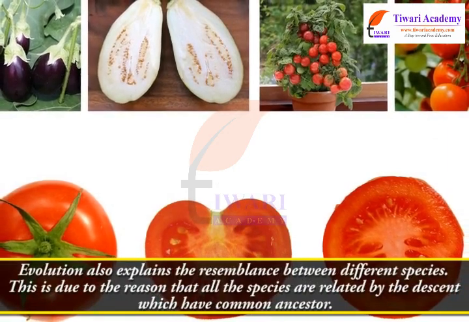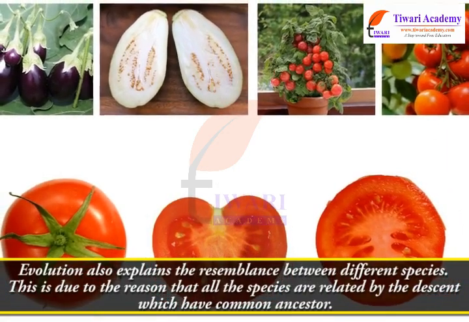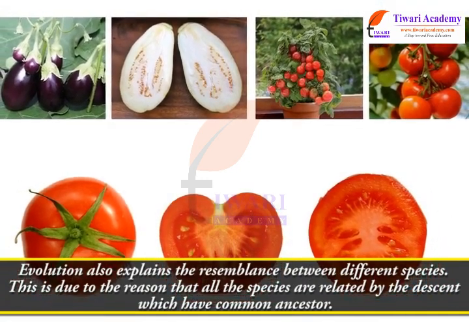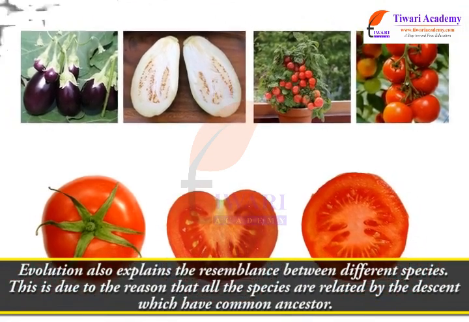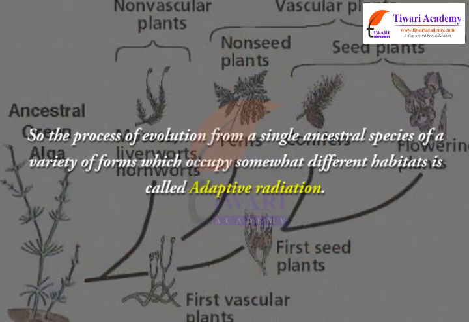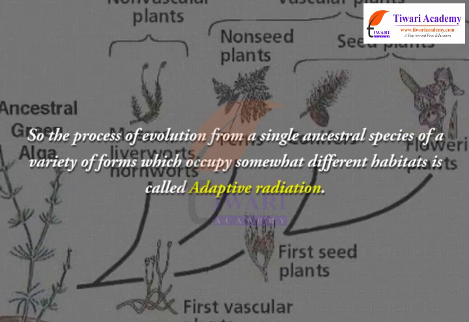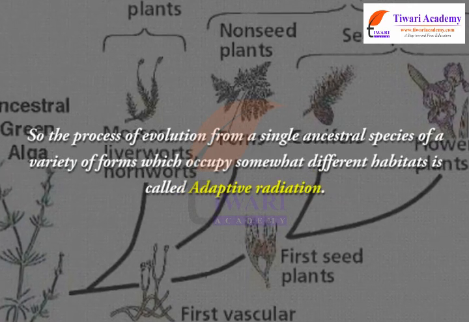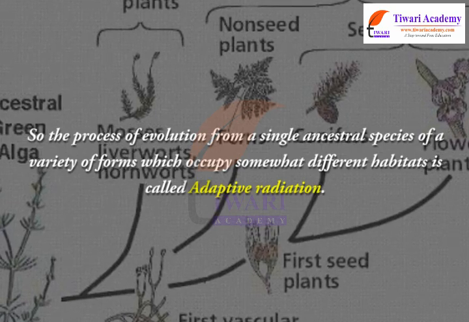Evolution also explains the resemblance between different species. This is due to the reason that all the species are related by descent, which have common ancestor. So the process of evolution from a single ancestral species of a variety of forms which occupy somewhat different habitats is called adaptive radiation.